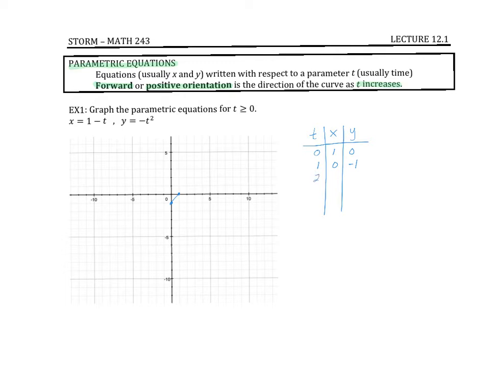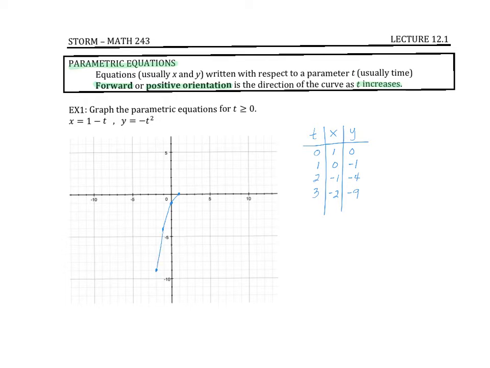So let's try another one. When t is 2, x is -1, y is -4. So it's going to pass through -1, -4. So again, this looks like it's going downward. Let's just do one more. When t is 3, x is -2 and y is -9. So -2, -9, and it's still going downward.